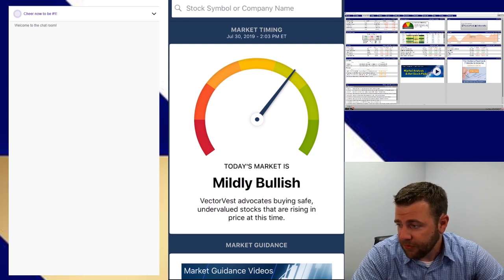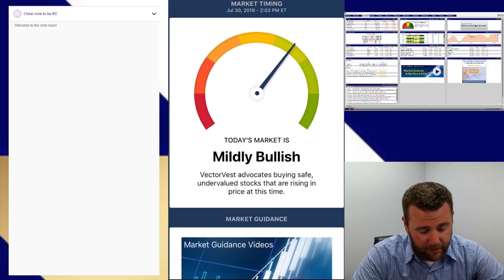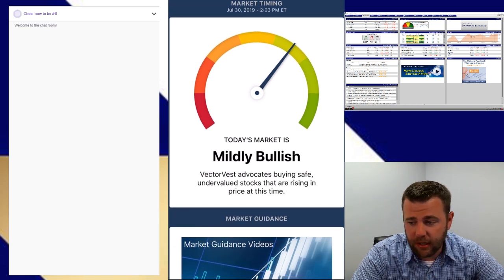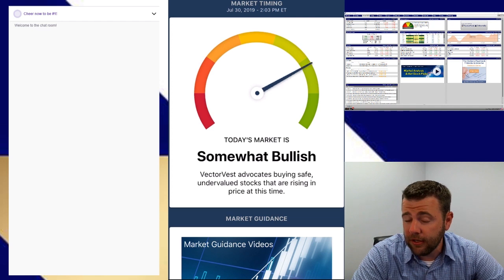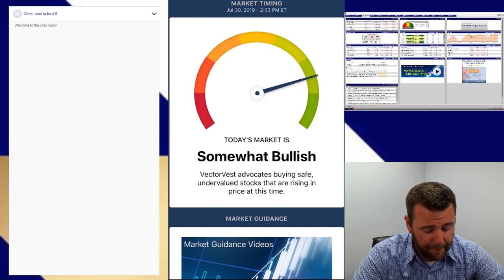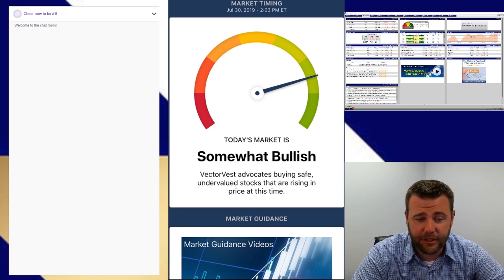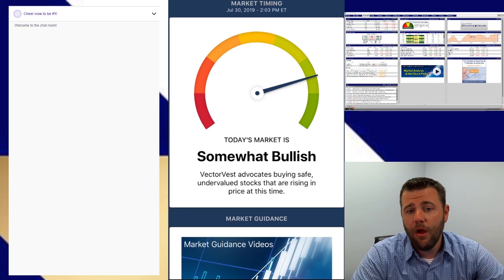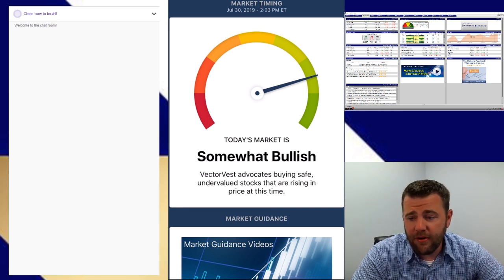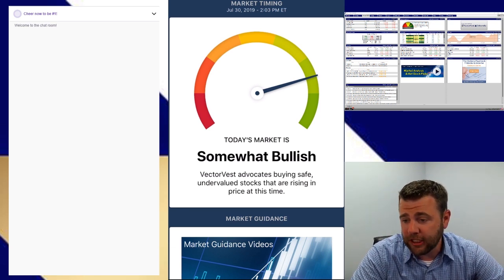As you can see here, right at the very top center, it always tells us whether or not today is a good day to be buying. As you can see, today's market has now changed to somewhat bullish, and VectorVest advocates buying safe, undervalued stocks that are rising in price at this time. It's as simple as that. We'll give you clear, concise answers on whether you need to be buying a stock, and whether or not today is the day that you should actually be buying.